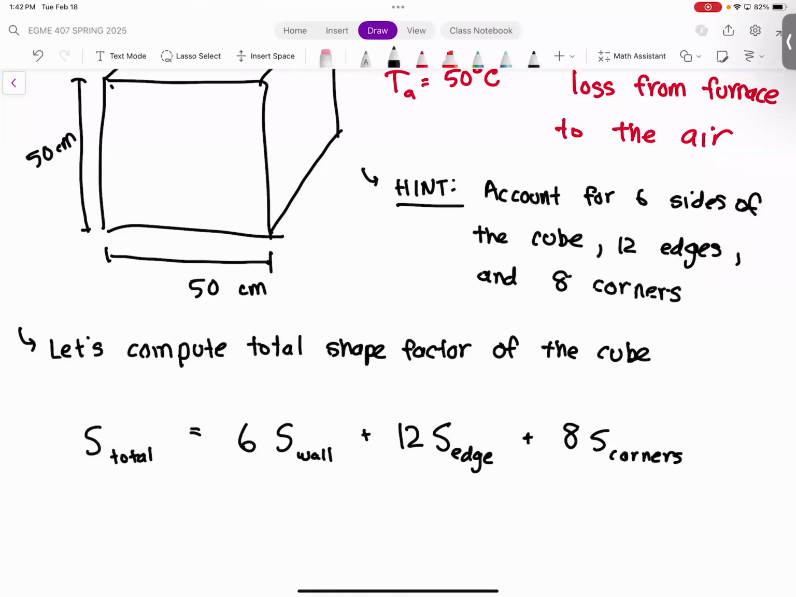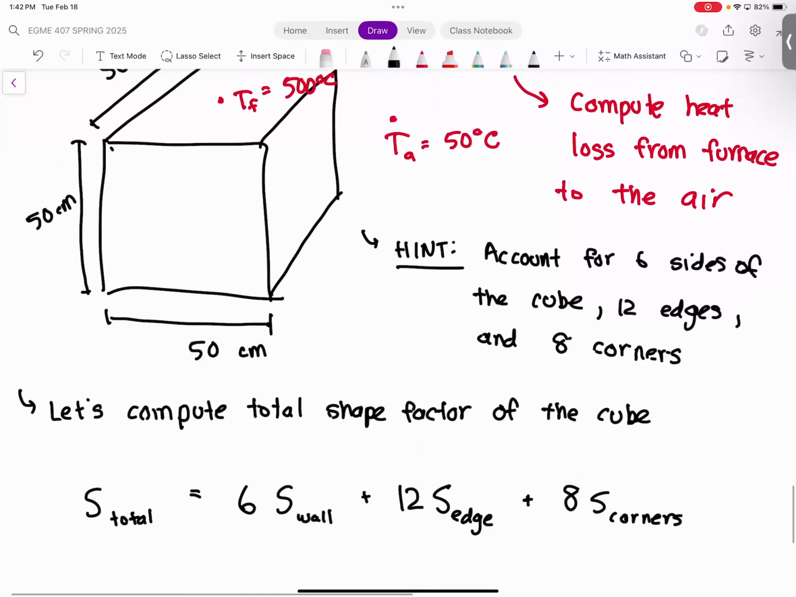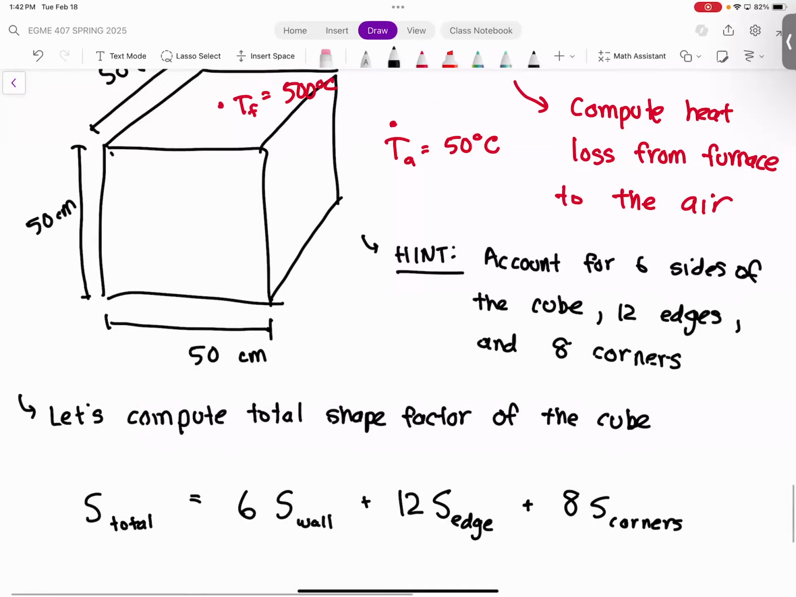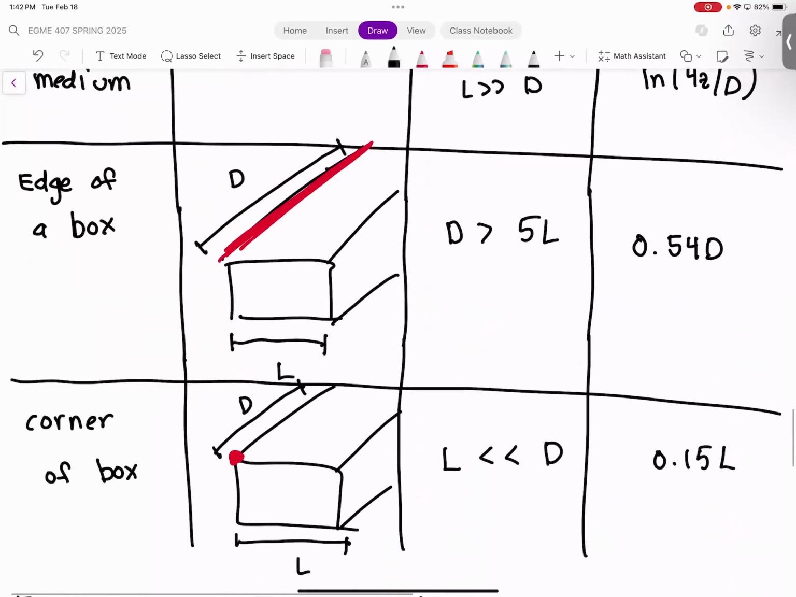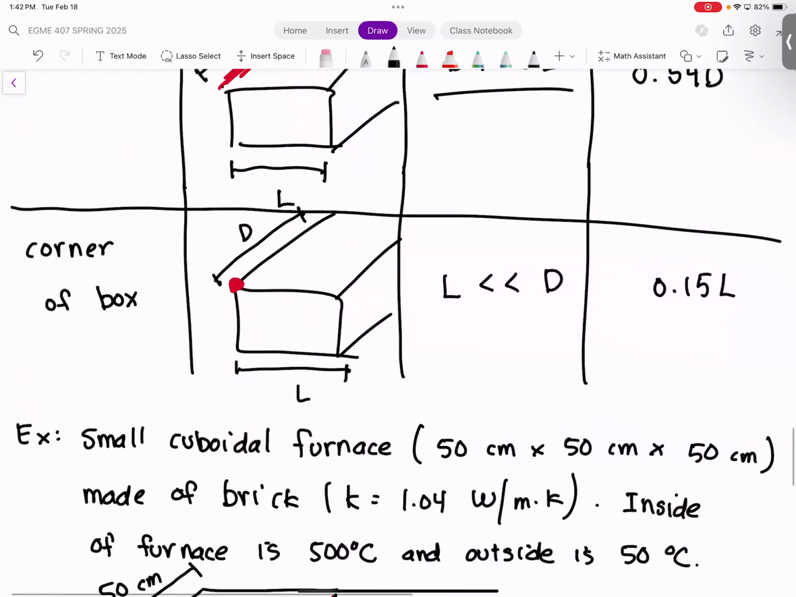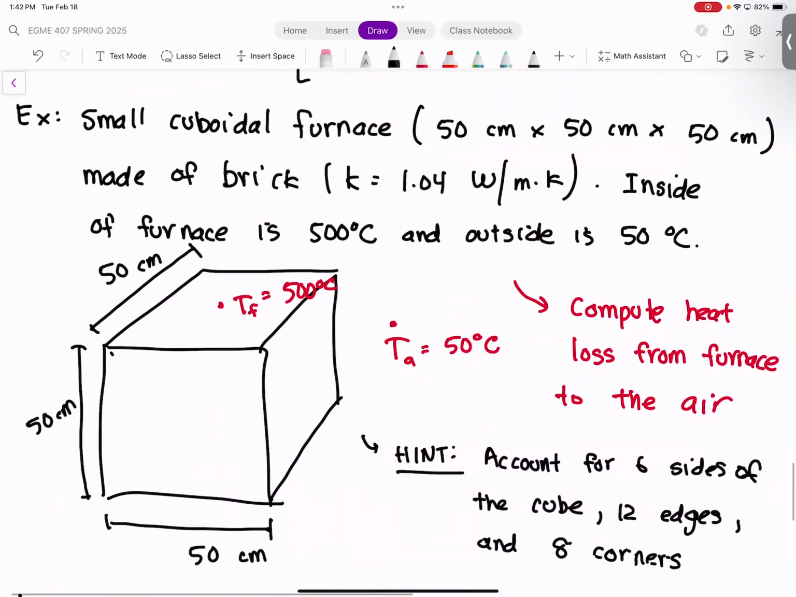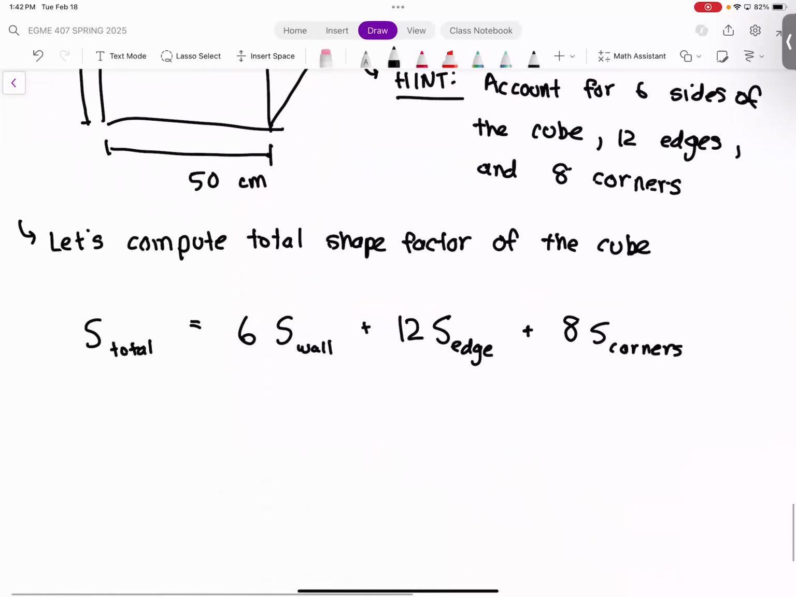So we're going to compute the shape factors for each individual component here, and then just insert it in. Now I know if you look specifically back at the table, technically speaking, we don't have the formula for this edge because it doesn't fit this criteria, right? Because normally, if you want to compute the shape factor for the edge of the box, that edge has to be greater than 5 times the length. And same thing for the corner too. This isn't satisfied because we have a perfect cube. But we're going to assume, just because we don't have anything better, that we can use those shape factors for these expressions here.